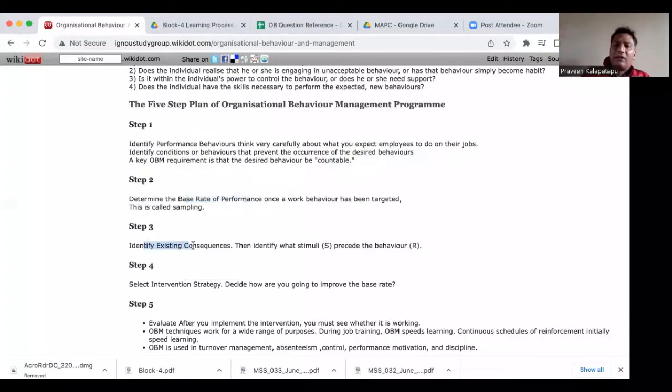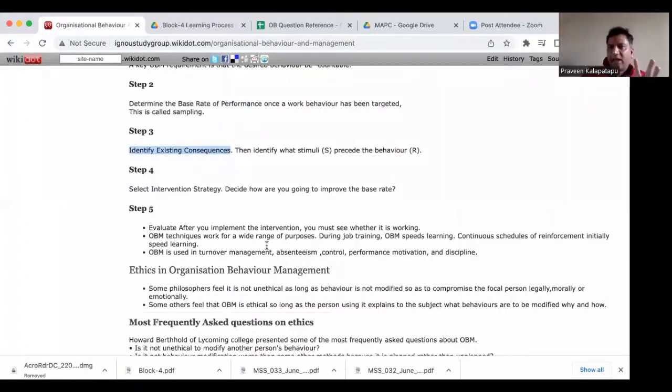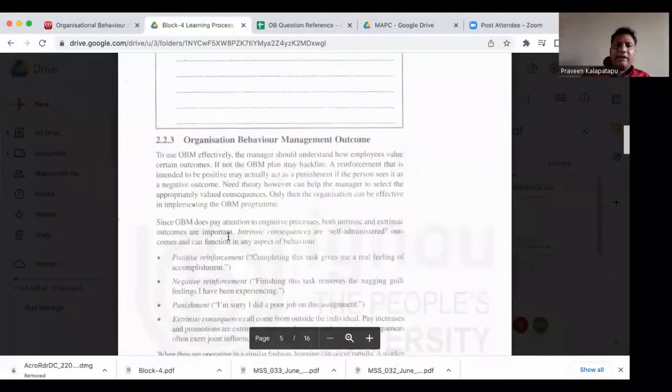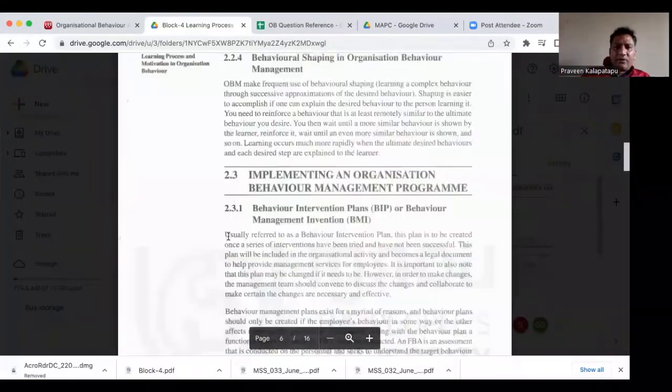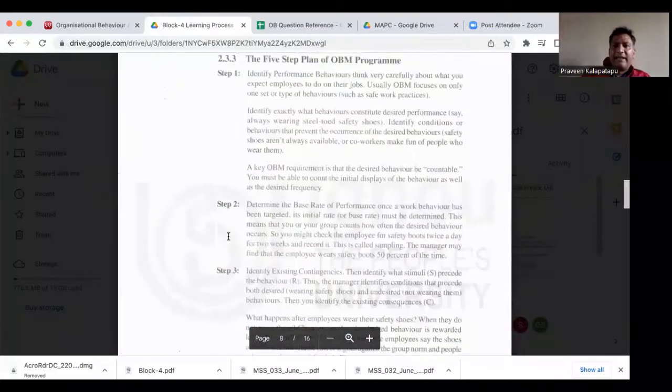Identify the existing consequences. So what is the motivation that is actually driving this, right? So I'm going to identify those motivational aspects. In this, I found a word which I thought was wrongly printed, so I changed this particular wording. Let me go through the wording given in the textbook as well, which I thought was just a misprint rather than the intention. Okay.